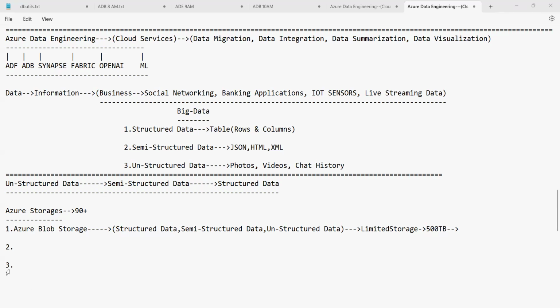The next one you have, guys, everyone, is the Azure Data Lake.